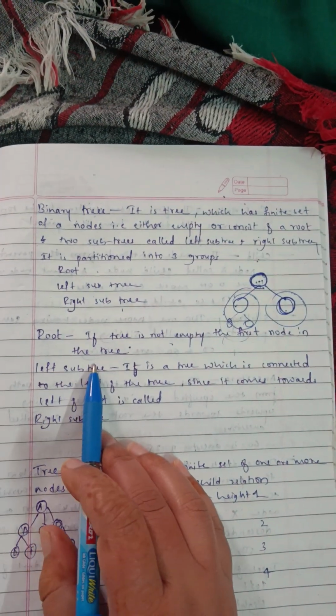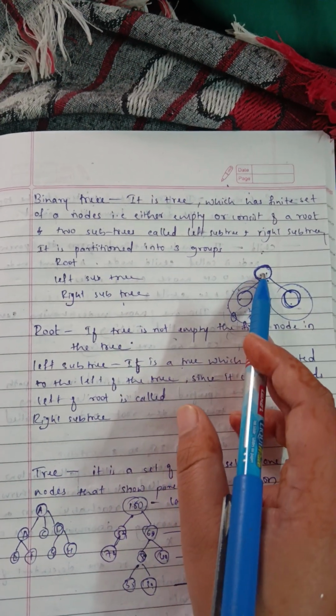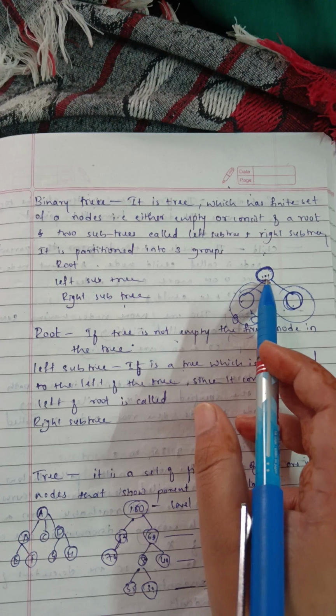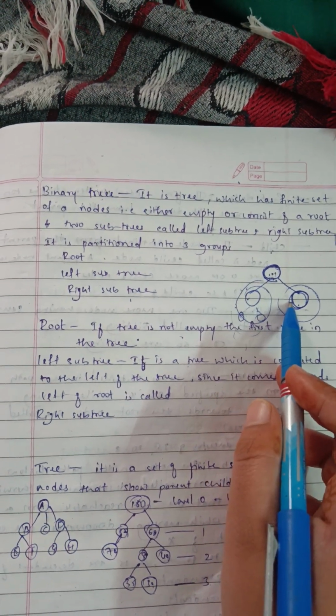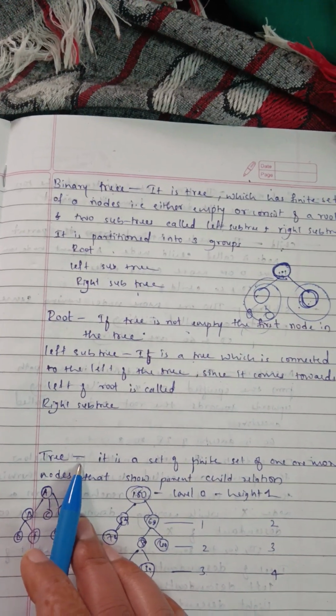Next, what is the definition of the left subtree? It is a tree which is connected to the left of the root. What is the right subtree? It is a tree which is connected to the right of the root, and it is known as a right subtree. Next, let's see the definition of the tree.